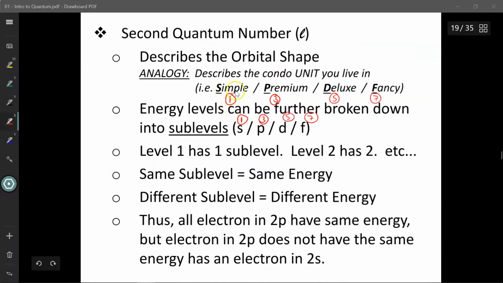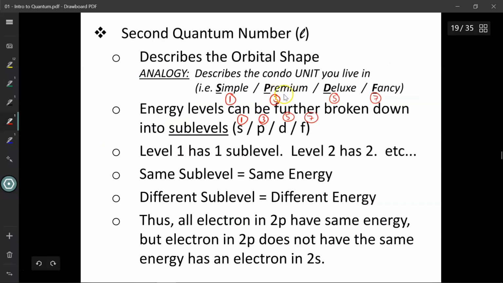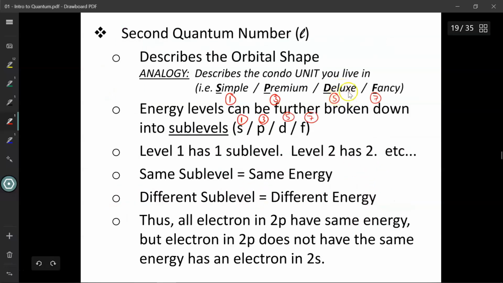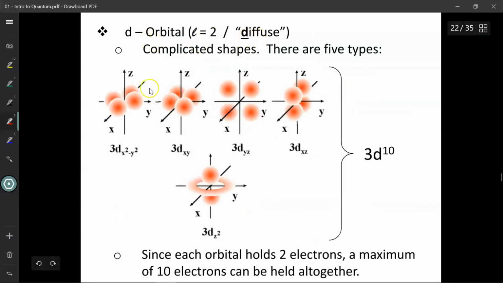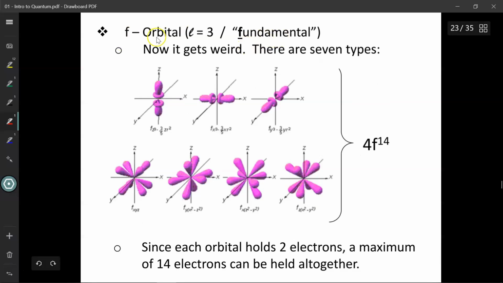So that would be like saying simple condo units only have 1 bedroom, while the s orbitals only have 1 suborbital shape. Meanwhile, premium condo units have 3 bedrooms, while the p orbitals have 3 suborbital shapes along the px axis, py, and pz. Deluxe or fancy condos have 5 bedrooms. D orbitals or diffuse orbitals have 5 suborbital shapes. And finally, the fancy condos have 7 bedrooms, while the fundamental f orbitals have 7 suborbital shapes.